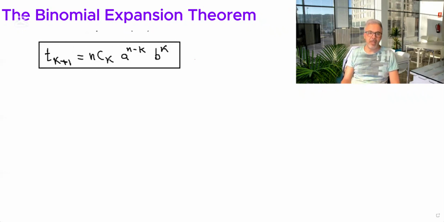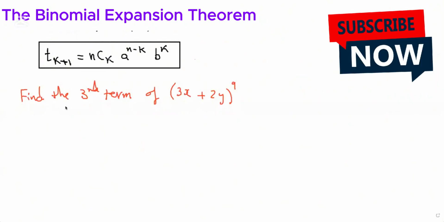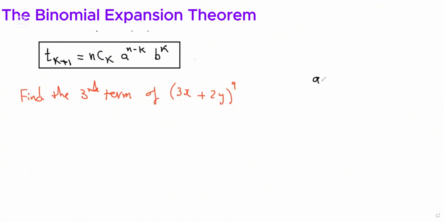Let's get started. So here's the first question. Find the third term of this expansion. So let's identify our variables here, the a, b, and n and k. So a here will be 3x, b will be 2y, n is the exponent in here, which is 9. k is what you need to determine.